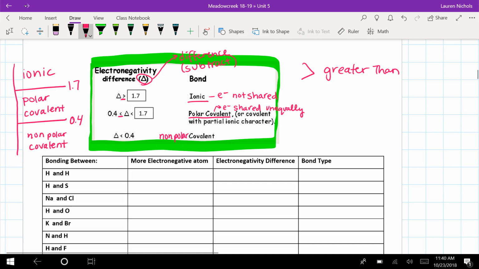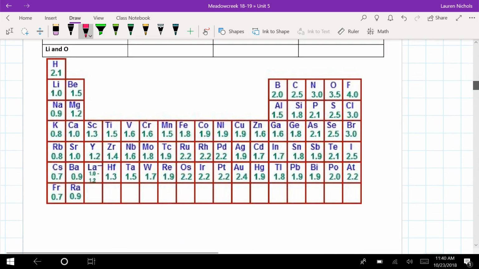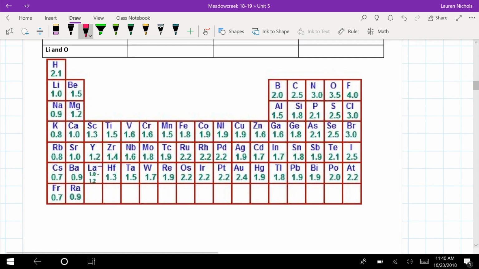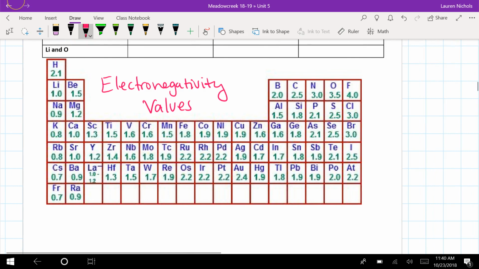Okay, and so when we look at this, we're going to be using this data table and these numbers here. These numbers represent the electronegativity values of things on the periodic table. Now, one thing you might notice is the noble gases have been left off, and that's because they do not have electronegativity values. They already have 8 valence electrons, so they do not want to gain or lose. So I guess you could say they're all 0.